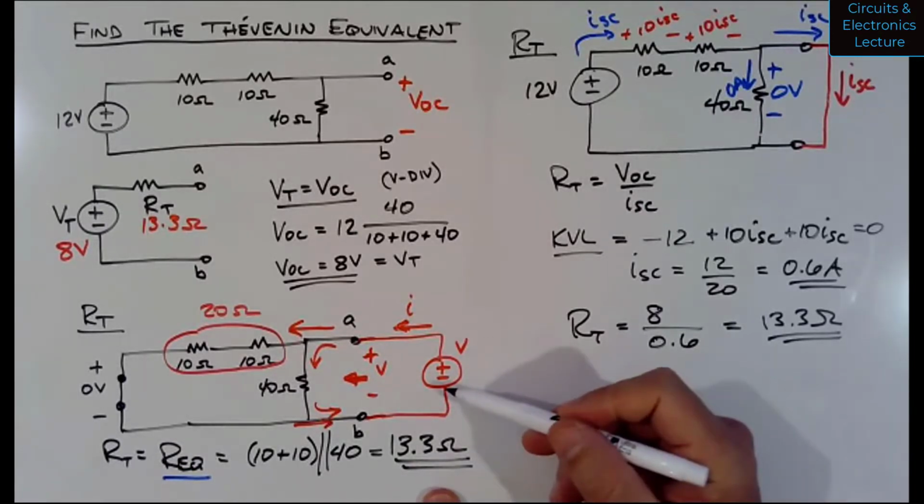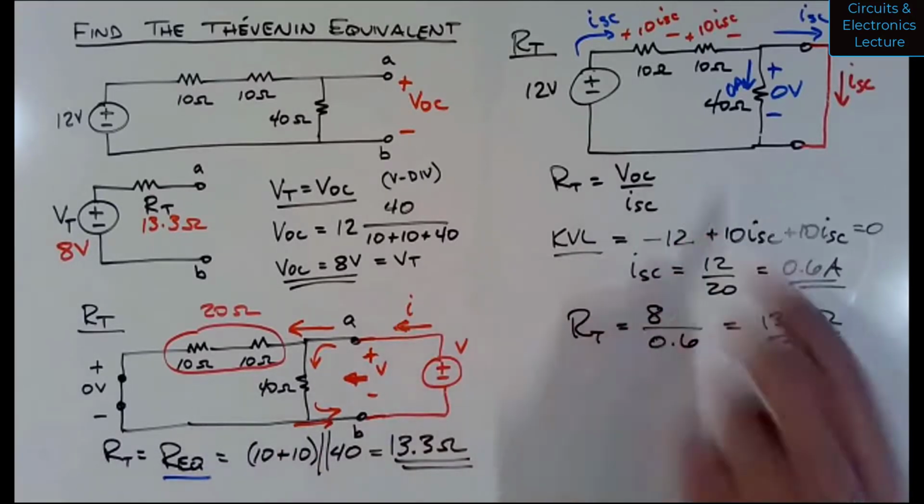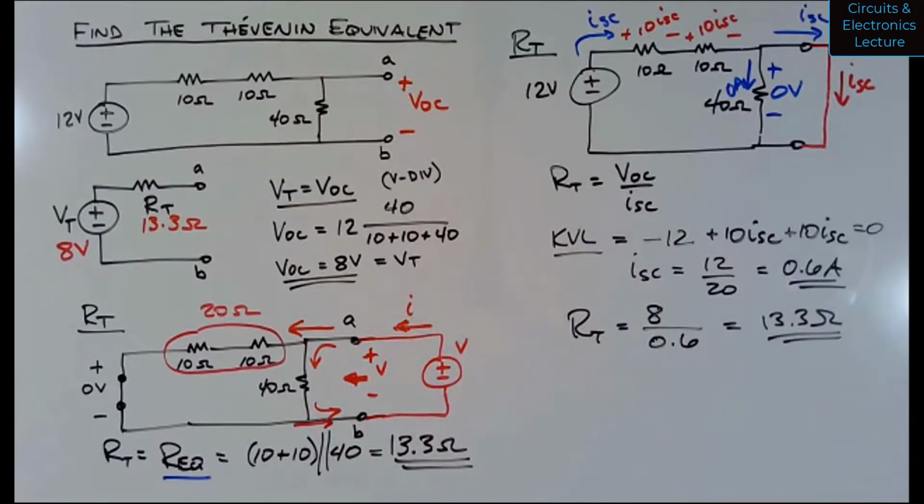I would claim this lower left approach is a little easier. But remember, you can only take this lower left approach if you have independent sources. If you have a diamond in there, a dependent source, then this does not work. You have to use the short circuit current approach.